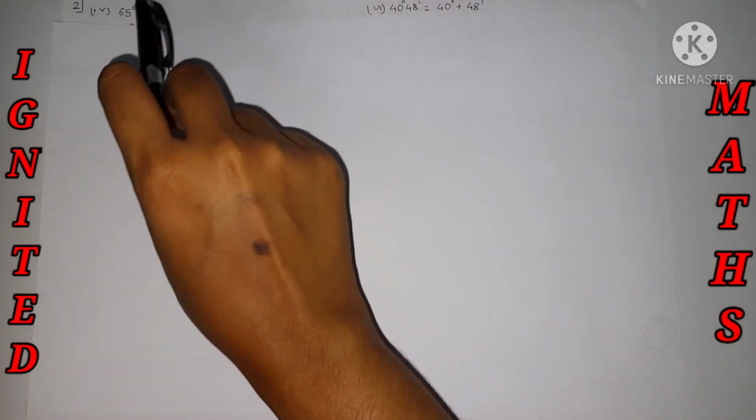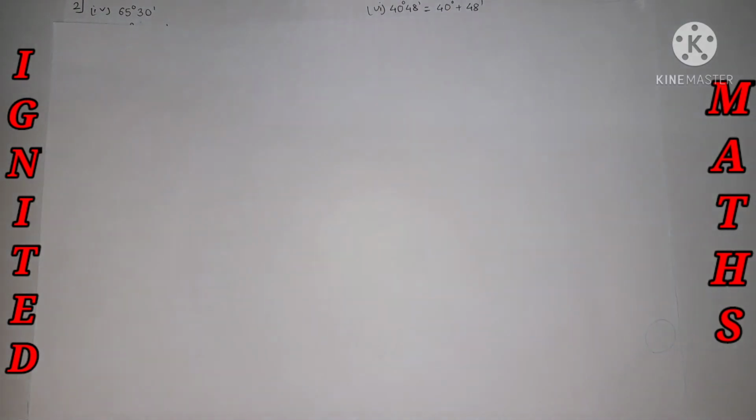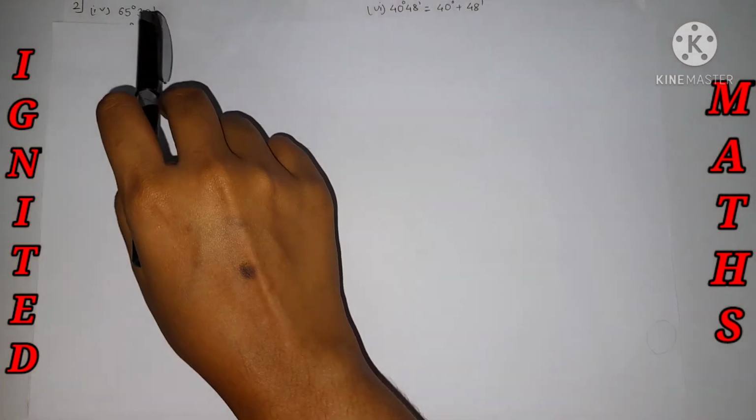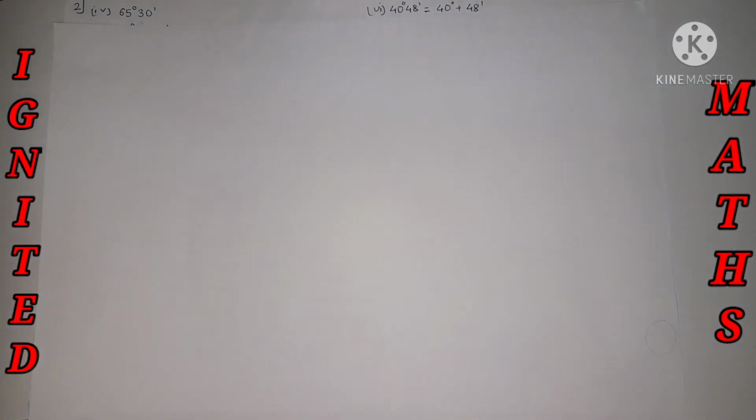So what we will do, we will convert the minute into degree, and the whole degree part we will convert into radian. How? By using the formula that is nothing but 1 degree is equal to pi by 180 radian. So let's start one by one. So 30 minute is equal to how much degree? It is equal to 1 by 60 degree.